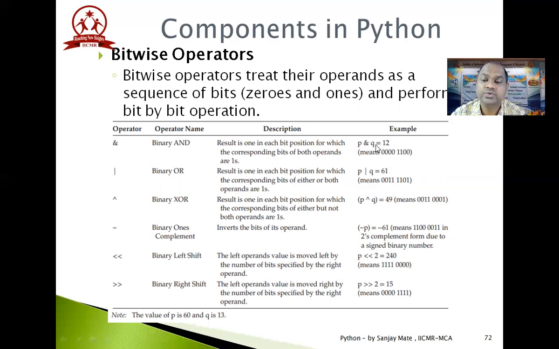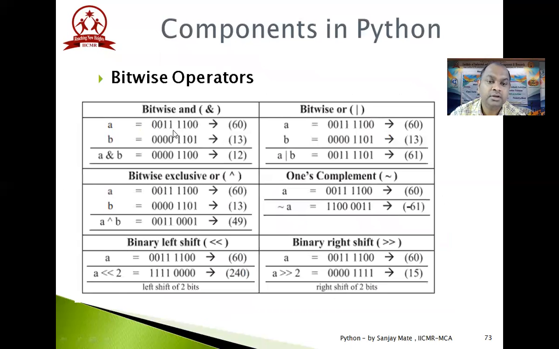P AND Q is equal to 12. It means you are applying the bitwise AND operator on P with Q, and you will get 12. I have shown you that example here. Whenever you are performing an AND operation, you are all aware of the truth table: 0, 1 gives 0; 0, 0 gives 0; 1, 1 gives 1. In the AND condition, only when 1, 1 is there, you will get 1. Everywhere else you will get 0.